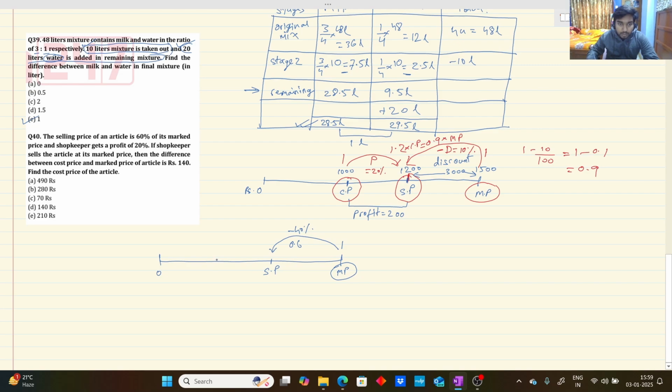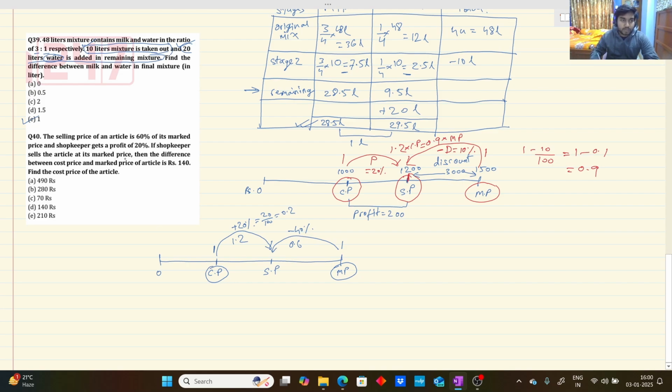So profit is always calculated on what? Cost price. On cost price, profit is always calculated. So with respect to cost price, my profit was 20%. Profit is plus 20%. So if my cost price is 1, with respect to that, 1 plus 0.2, 20% means 20 by 100, that is 0.2. 1 plus 0.2 is 1.2, would be my selling price, right?